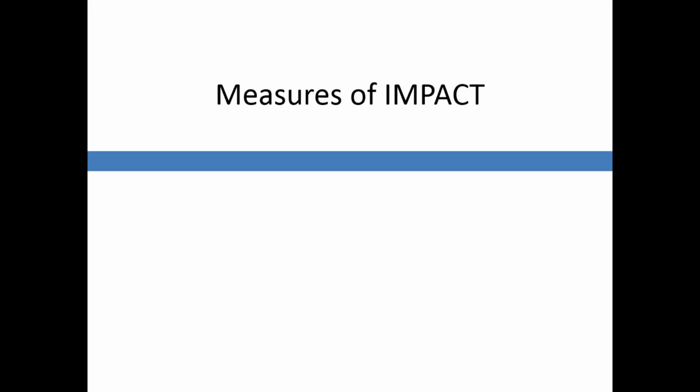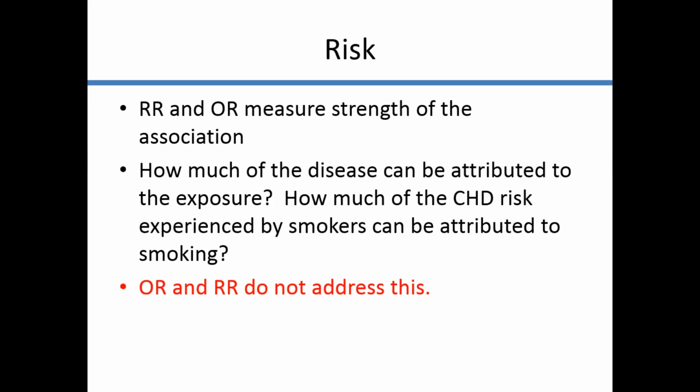Measures of impact. Okay, we'll try to go through this quickly. What we were just looking at, we called measures of association. Now we're looking at measures of impact. The risk ratio and odds ratio measure the strength of the association. But how much of a disease can be attributed to the exposure? How much of the disease risk, for example, can be attributed to smoking, for cardiovascular disease? Odds ratio doesn't address this, and neither does risk ratio. Next slide, please.